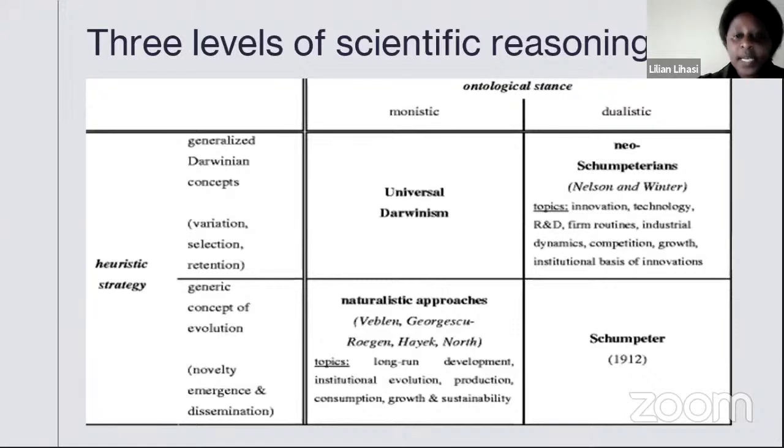So under the monistic, we had the universal Darwin system, which is inspired by genetics, and it conceives economic evolution as directed change, which emerges from the formation, selection, and conservation of new routines. I know many of us have heard about the Darwin theories of evolution. That is the main one we have had over the years, and we have the universal Darwinism theory.